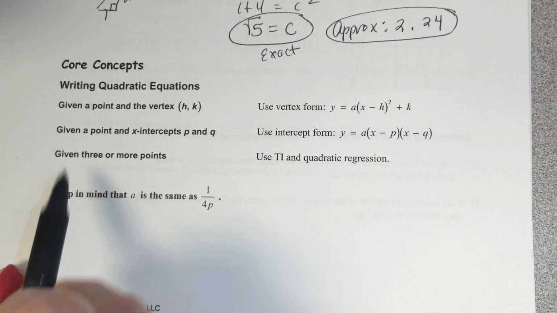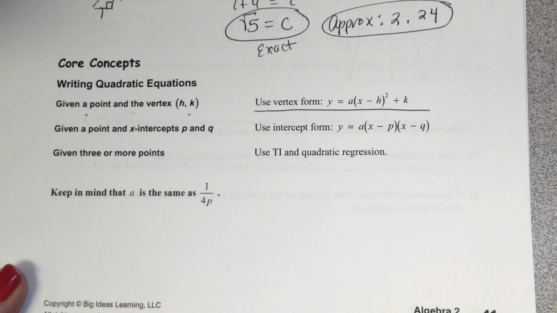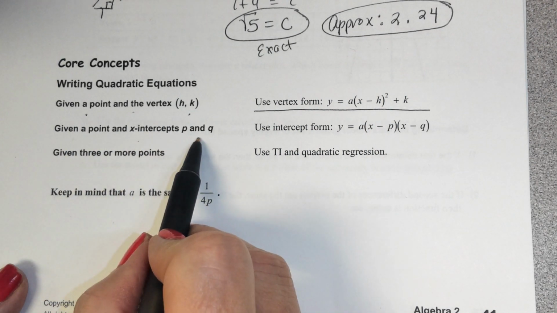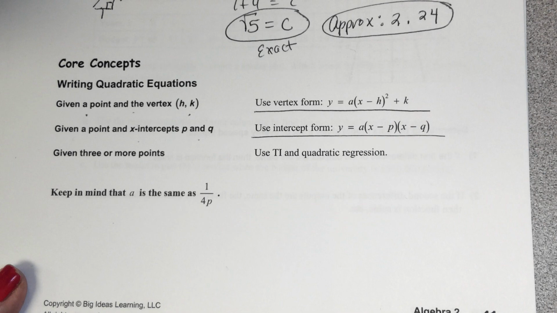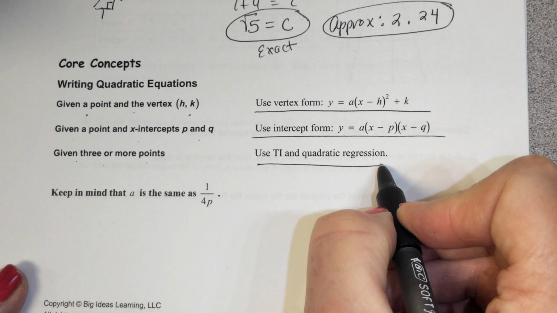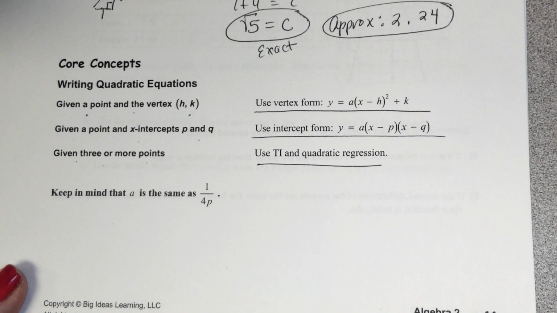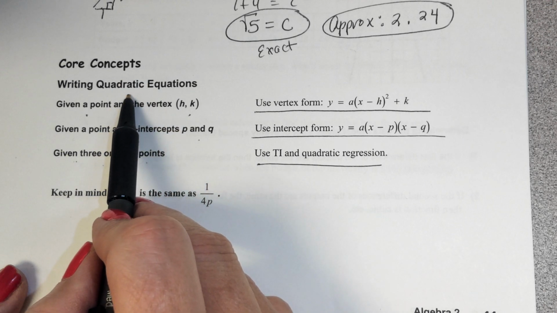Review. Given a point and a vertex, this is our vertex form. Given a point and the x-intercepts, this is our intercept form. If I'm given 3 or more points, I'm going to have to use the calculator and quadratic regression. We're going to have 3 different methods for finding quadratic equations.